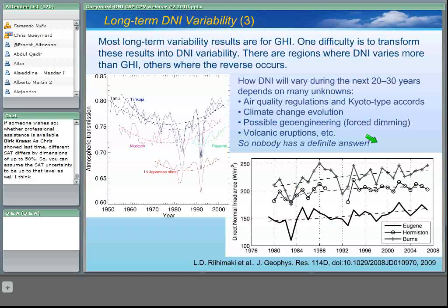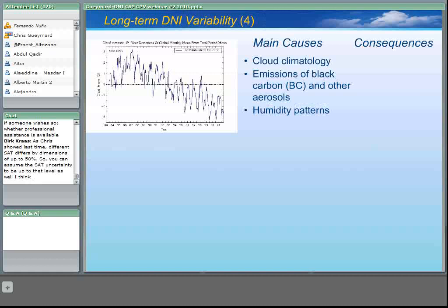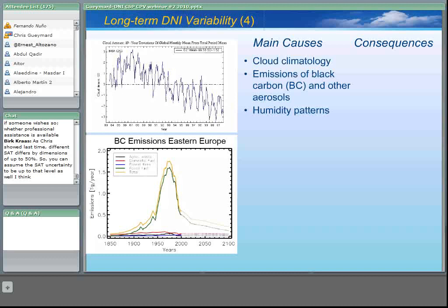So we have identified some causes of these trends. Cloud climatology is one thing. We know that since the mid-80s, the cloud cover has decreased over the world. And so obviously that affects both GHI and DNI.